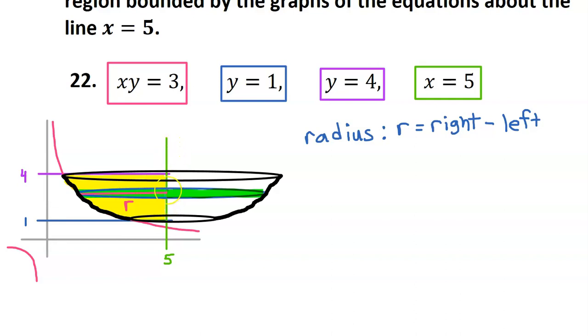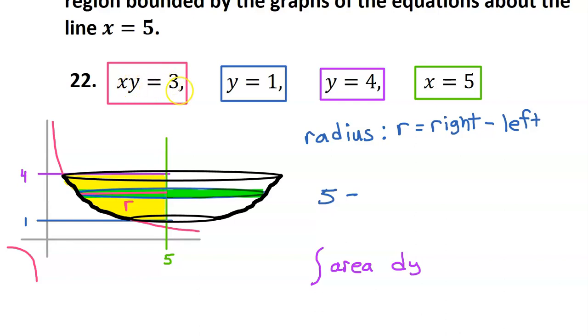In this case, the right-hand side of the radius is 5. And the left-hand side is the red function xy equals 3. Well, we need to either write this in terms of x or in terms of y. Which one is it going to be? Let's think ahead to the final step where we integrate. Notice that these disks are stacked vertically. That means we are going to end up integrating with respect to y. For that reason, we need to write the red equation in terms of y.